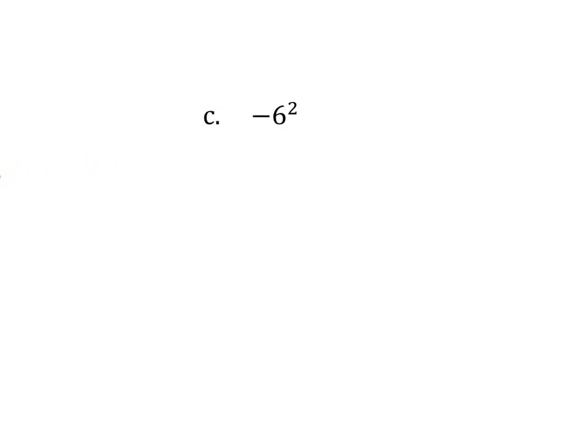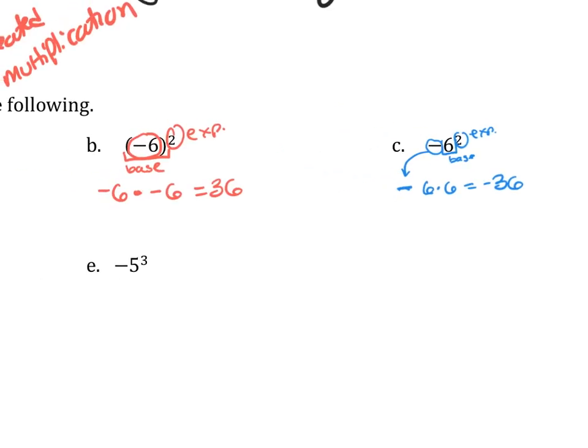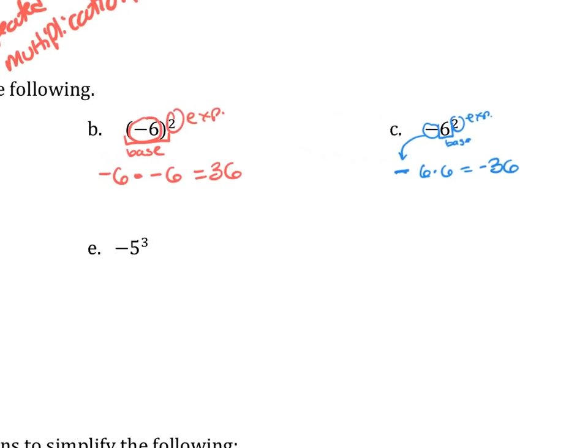Okay, letter C. So now we don't have parentheses. So this negative is not grouped with the 6. The negative is its own thing. It's just going to chill out in front. But we do have this 6 squared. So 6 is the base. 2 is the exponent. And so it's going to be this negative chilling out in front, minding its own business. And then we do our expansion, which is just 6 times 6. So we'll have -36.